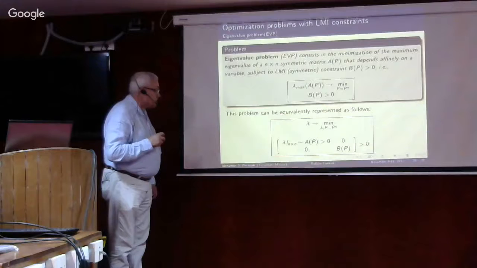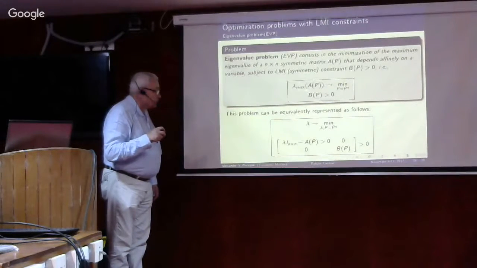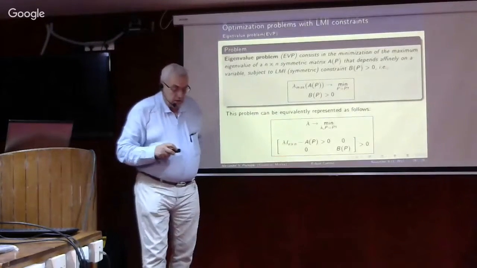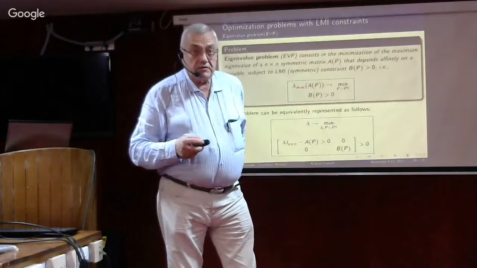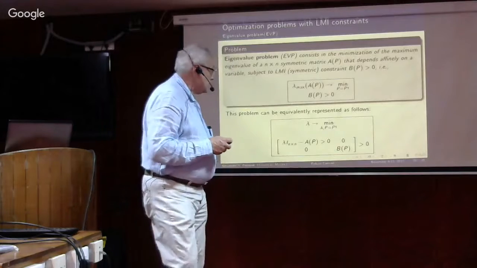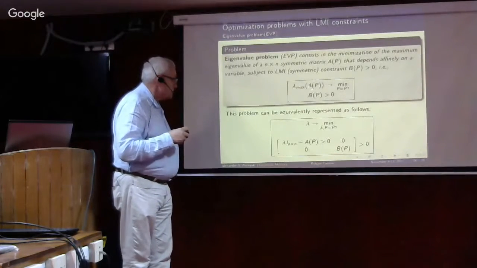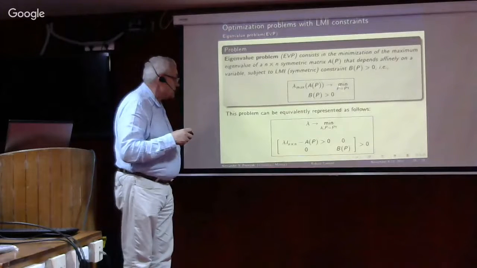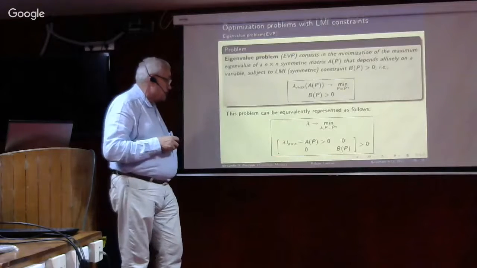A is also a symmetric matrix. If we consider lambda maximum of some symmetric matrix, now you know that lambda maximum is exactly the norm of this symmetric matrix. So if we consider the norm of this matrix R, and we minimize it over all P such that another constraint is fulfilled, it can be represented in a very simple way.